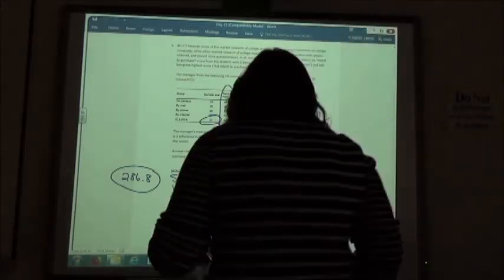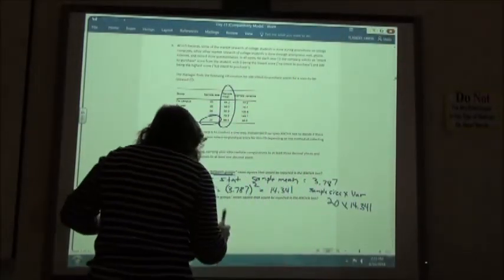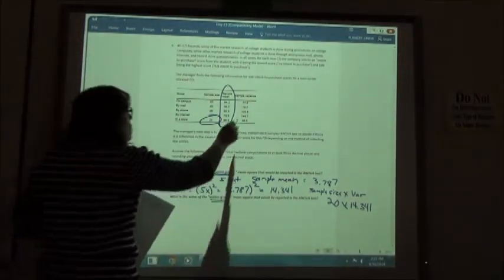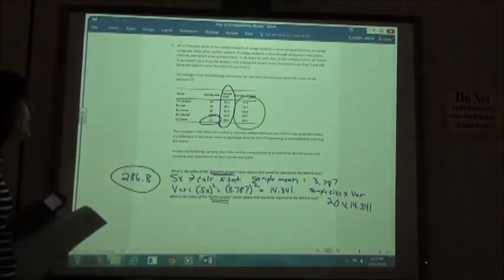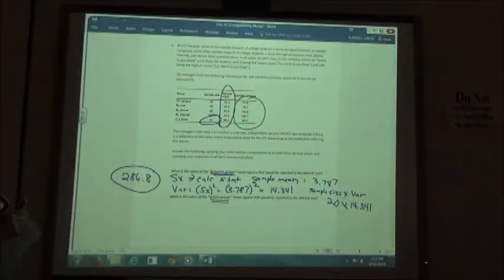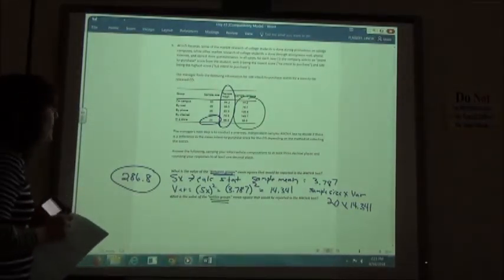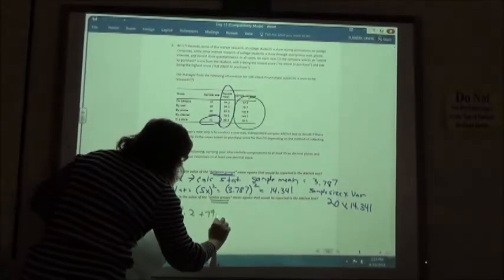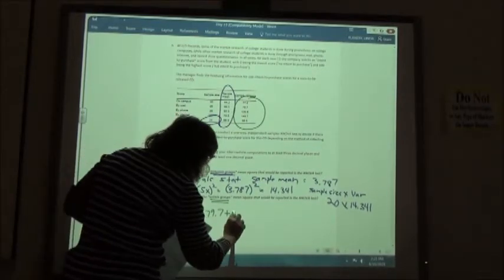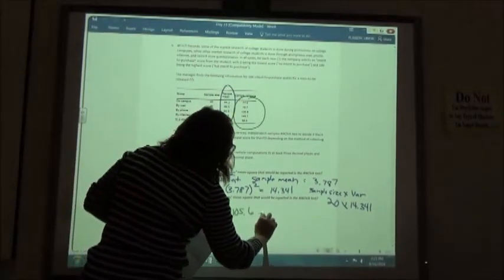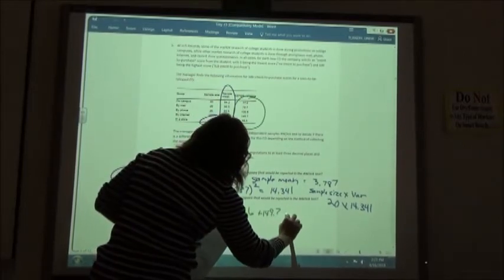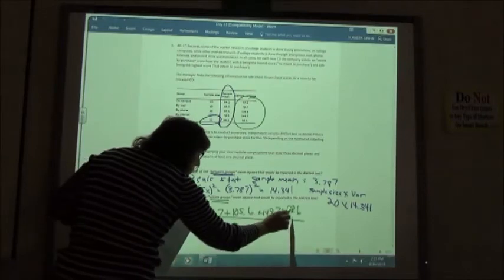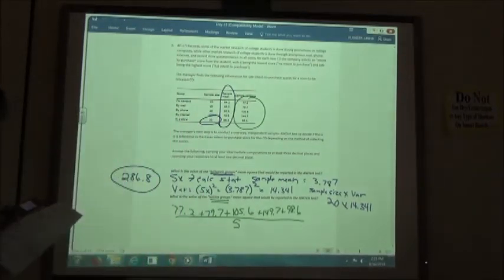Second part of this is when we're doing the within groups. For the value of the within groups, we're going to use the mean of our sample variance. So we're just going to add all those numbers together, and in this case, divide by 5. So 77.2 plus 79.7 plus 105.6 plus 149.7 plus 98.6. Divide that by 1, 2, 3, 4, 5 numbers on our list.